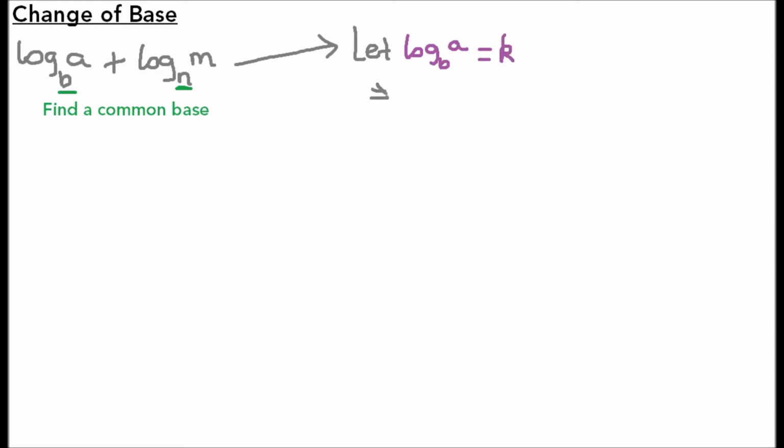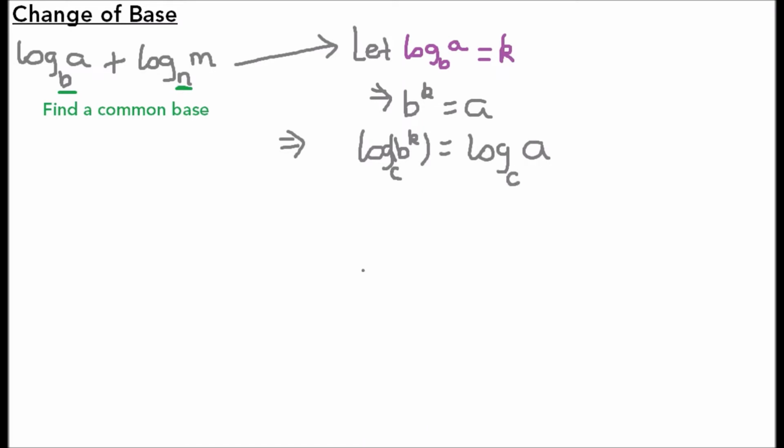Now, if we want to write this as a power, that means b to the power of k is a. Since both sides are equal, the logarithms of both sides will also be equal. So let's take a base c, and that means that log b to the power of k to base c is equal to log a to base c. And now we're just going to apply the power law. So log b to the power of k to base c will just be k log b to base c.